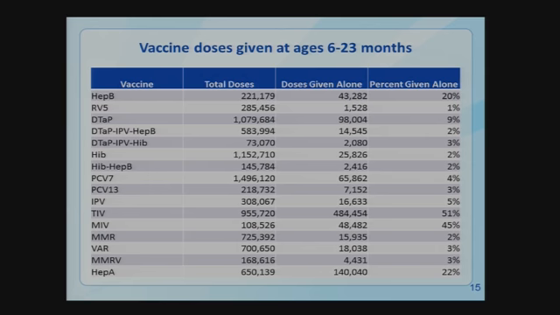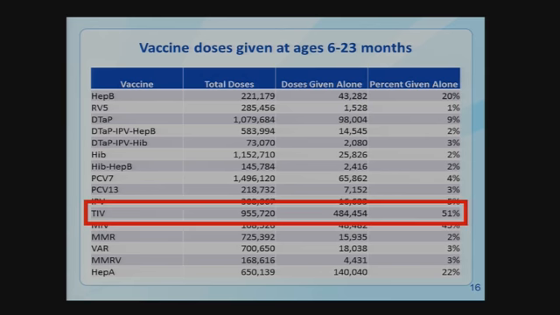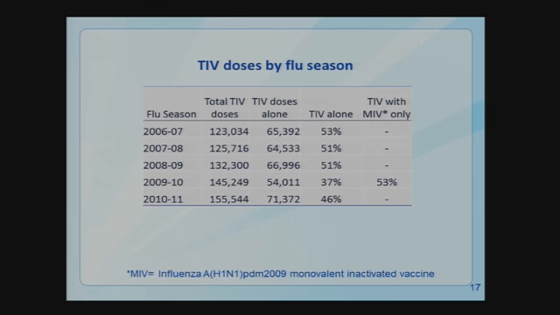One exception to this is the inactivated influenza vaccine, which about 50% of the time in the VSD population is given by itself, again on a day when no other vaccine is received. Looking at this more closely on the next slide by flu season, we see this has been fairly consistent over the years we examined, with about 50% of TIV doses in this age group given alone.